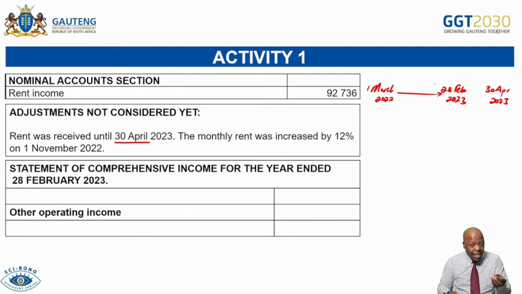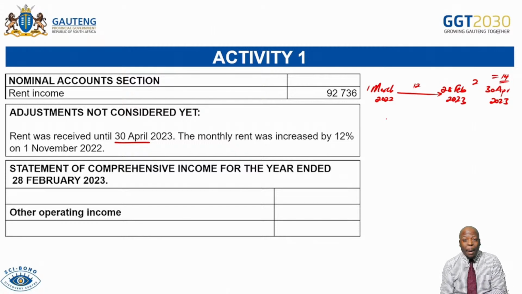How many months did we receive in advance? So remember, here is 12 months. How many months is it from March? Remember, you don't count February because it's 28 February. So you start counting March, April. So how many months is that? That is 2 months. So you receive 2 months. So in total, for the year, we've received 14 months worth of rent.